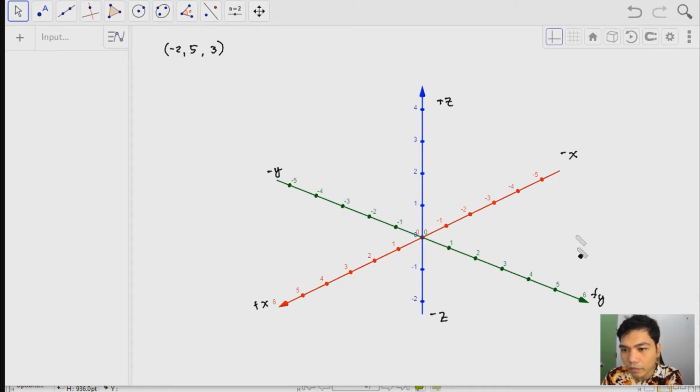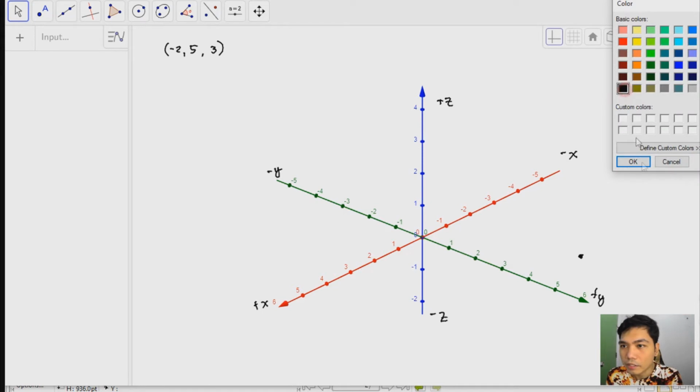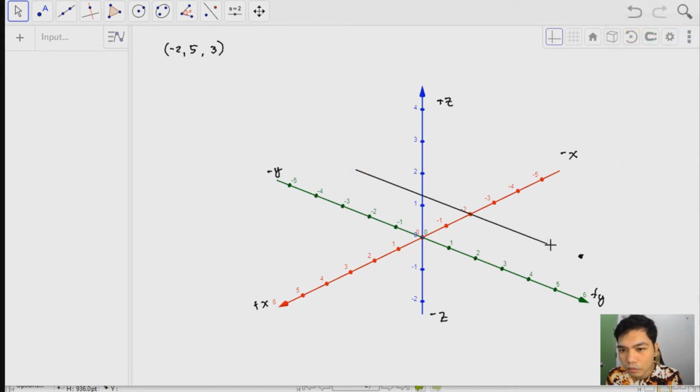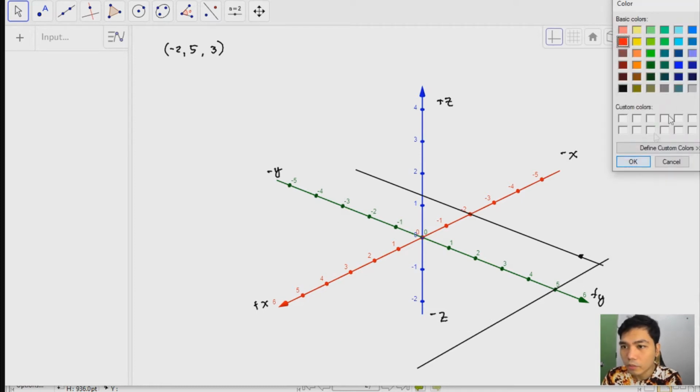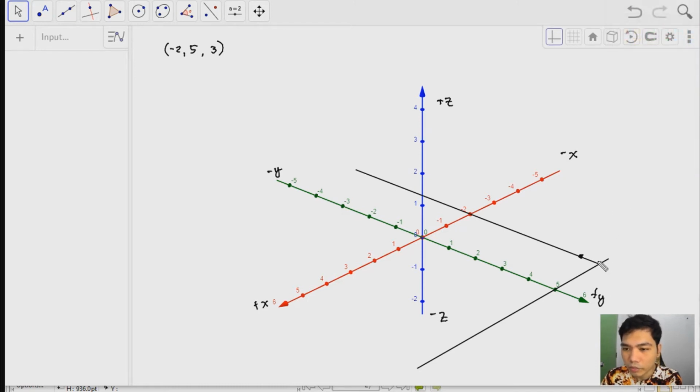Basically, it's here. But of course, if we want it exact, I can draw a line that's parallel to the y-axis first. And then I can draw another line that's parallel to the x-axis that touches 5. So the intersection is the guarantee that it's our negative 2, 5. Now, I don't require you to do this. Of course, you can just do it by inspection. So it's around here. So this is negative 2, 5.